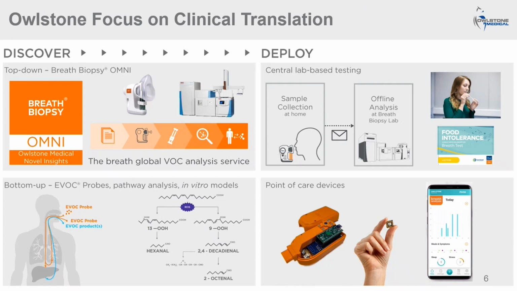Where the field is right now, the critical bit for most applications is going to be the identification of suitable VOCs. And that might involve replicating and confirming if VOCs have already been highlighted in the literature, it could be suitable biomarkers, but it could also involve seeing if there are other VOCs. So we do discovery in two broadly different ways. Firstly, from a kind of top-down approach, we take breath samples from humans in human clinical studies and use what we call our Breath Biopsy OMNI platform, which I'll talk about a little bit later.